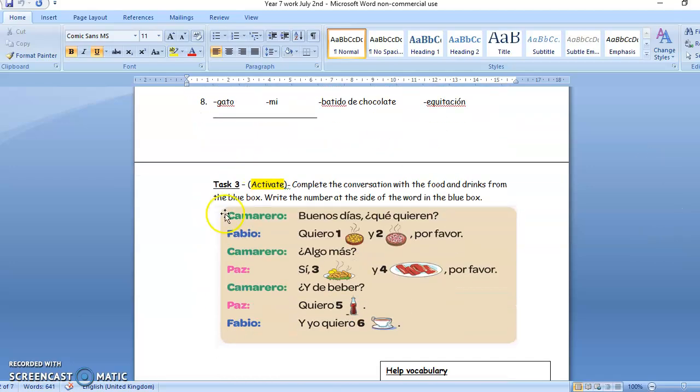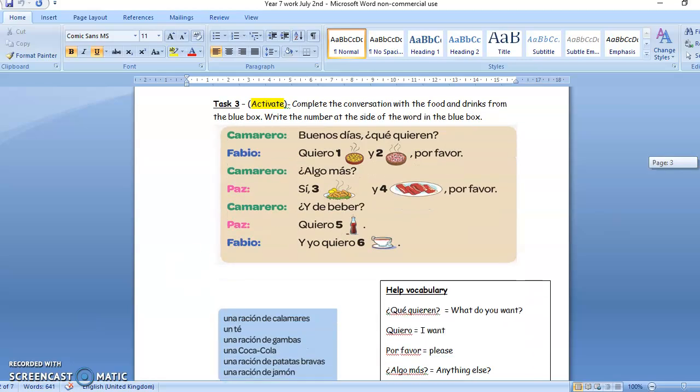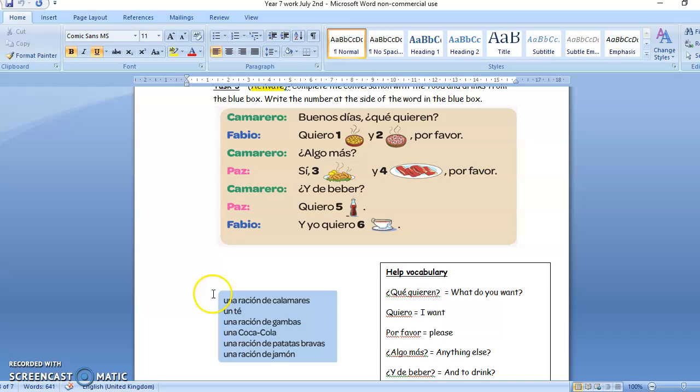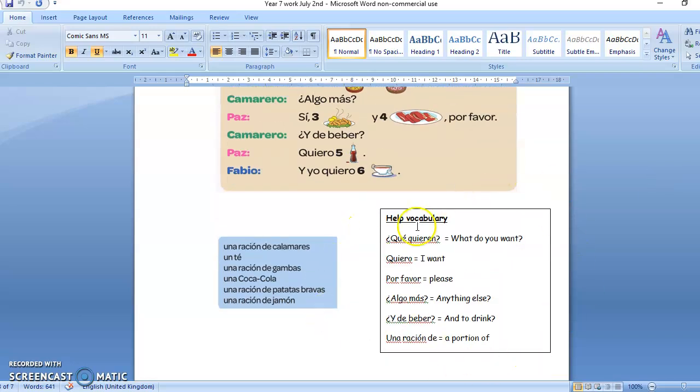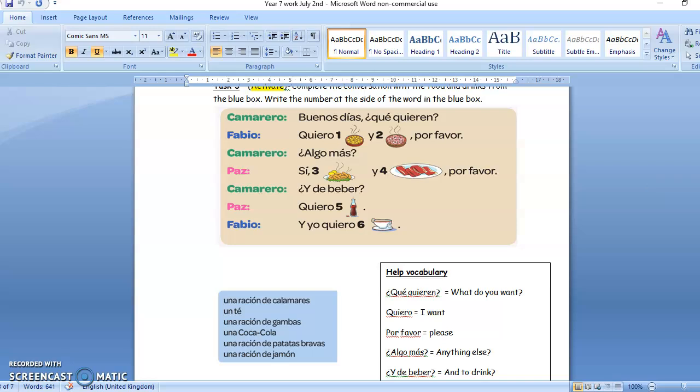So task 3, I would like you to complete the conversation with the food and drinks from the box here. Those words there you are going to put here to make sense. I have put some help vocab so that you're starting to understand the words, the questions and phrases that you need to have a conversation. So if we just have a look at this then.